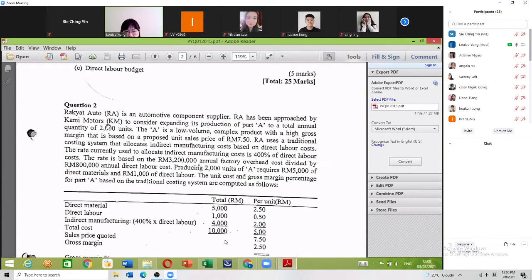RA has been approached by Gami Motor KM to consider expanding product part A to a total annual quantity of 2,000 units. So they want component A, 2,000 units for the whole year. This A is a low volume, complex product with a high gross margin, so its profit margin is very high, but it sells at 7.50.